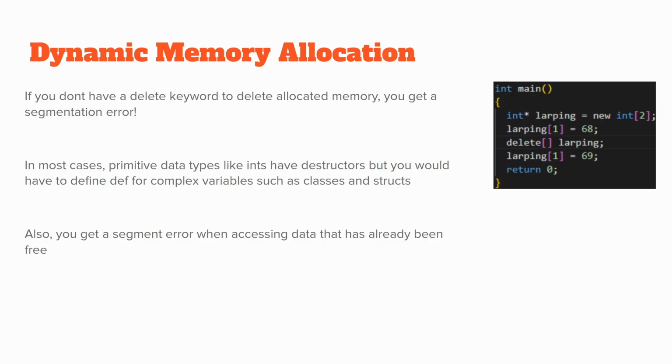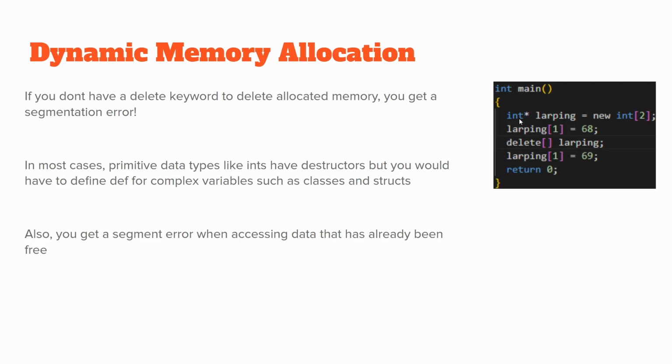If you don't have a delete keyword to delete allocated memory, you get a segmentation error. In most cases, primitive data types like ints in C++ have destructors to effectively manage this, but you would have to define the destructor for complex variables such as structs and classes. Also, you can get a segmentation error when accessing data that's already been freed.